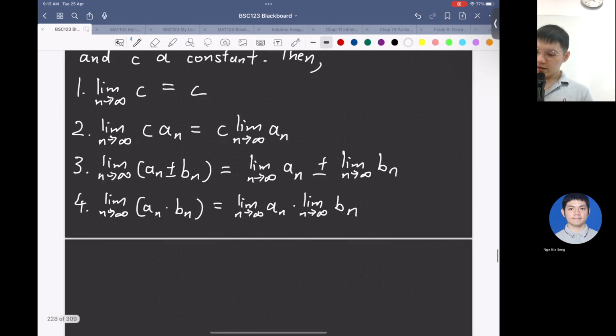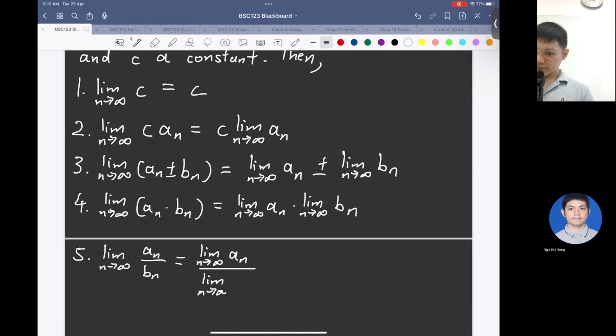So similarly, you also can divide the sequence. And then you will guess that actually the limit also divides themselves. So be careful that you have division, right? You don't want your term to be 0.